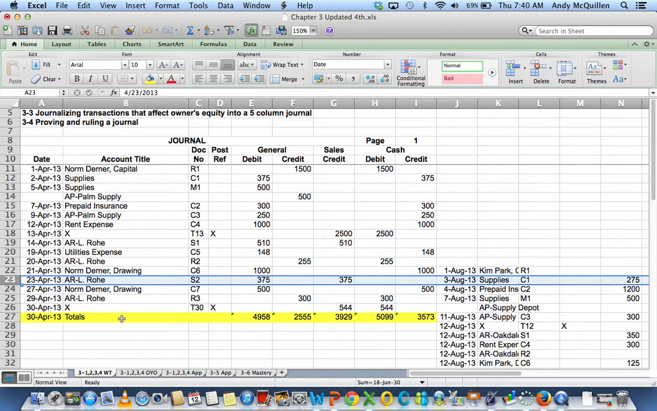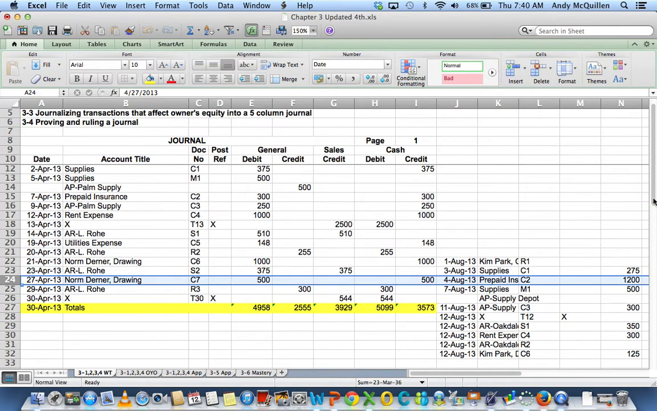We made a sale on account. Accounts receivable is debited. Sales is credited. Norm Derner drawing. Debit general, credit cash. Okay, I think you understand the 29th and 30th, their review. We get to the last part.